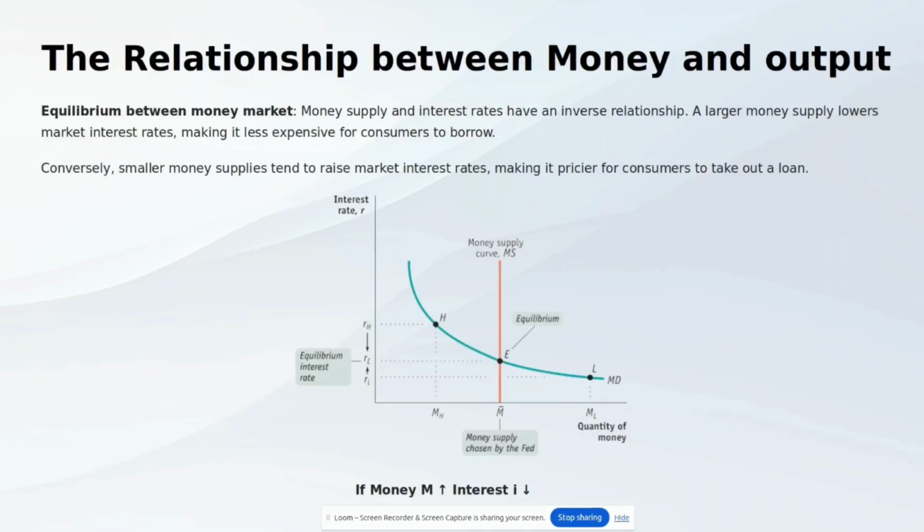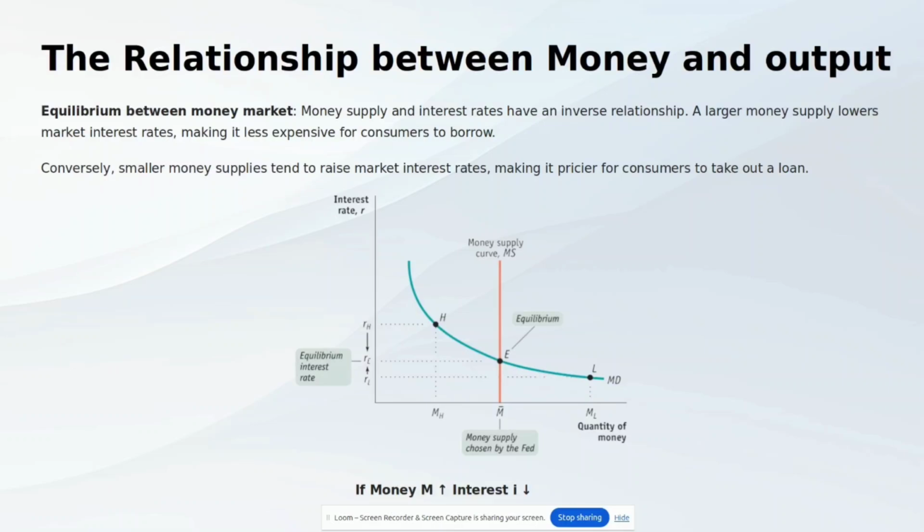Next, the relationship between money and output. So what is the equilibrium in the money market? Money supply and interest rates have an inverse relationship. A larger money supply lowers market interest rates, making it less expensive for consumers to borrow. Conversely, a smaller money supply tends to raise market interest rates, making it pricier for consumers to take out a loan.